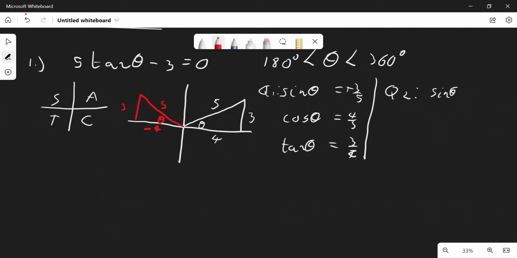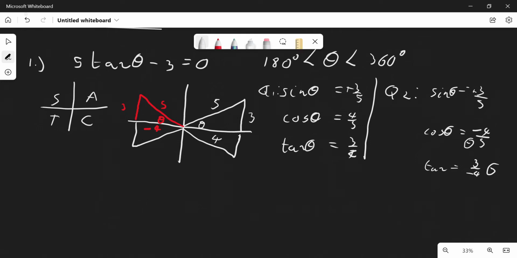Now sine theta is still 3 over 5, which is still positive. Cos theta is now negative 4 over 5, which makes it negative. And tan is now 3 over negative 4, which makes it negative. So it's these shifts, where these triangles are in each quadrant and the values 3, 4, and 5 change in sign with each quadrant, that give rise to this CAST diagram.